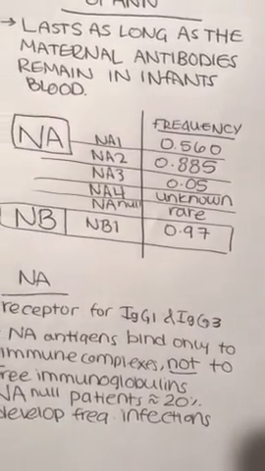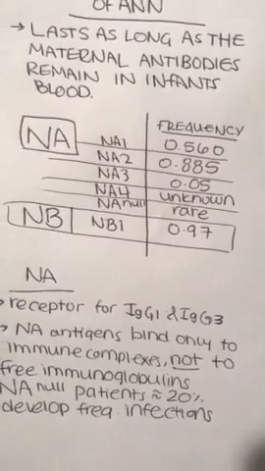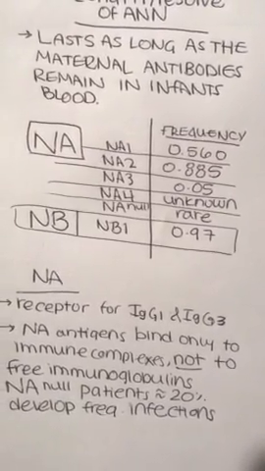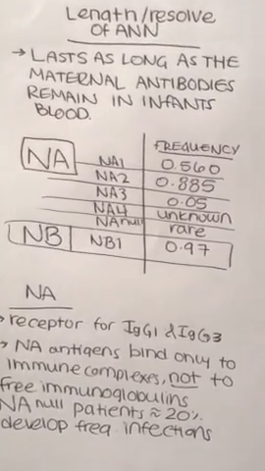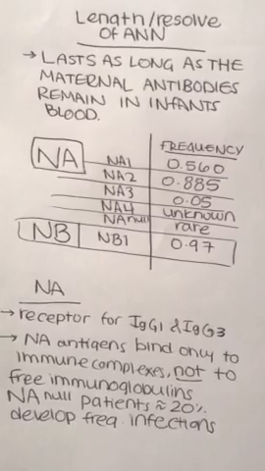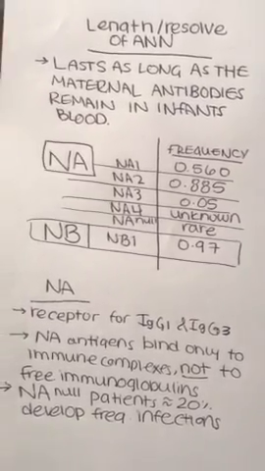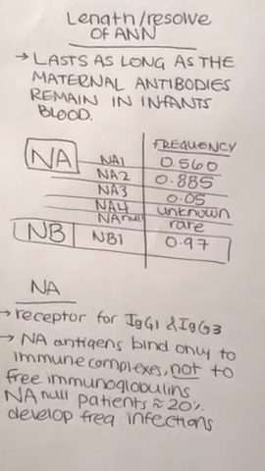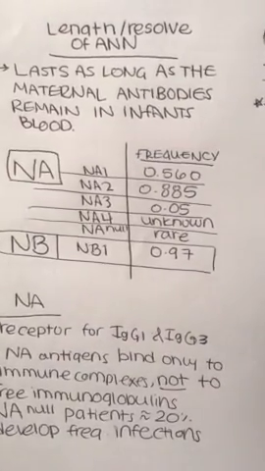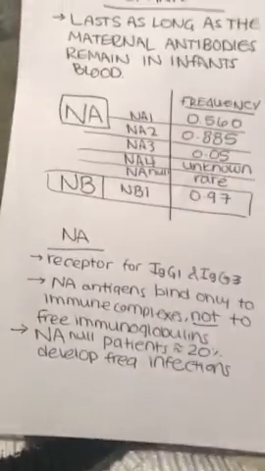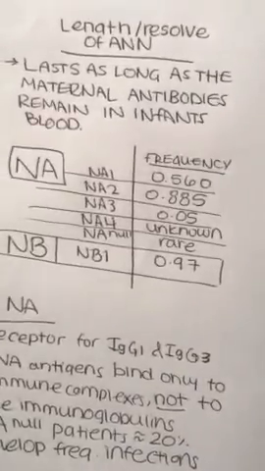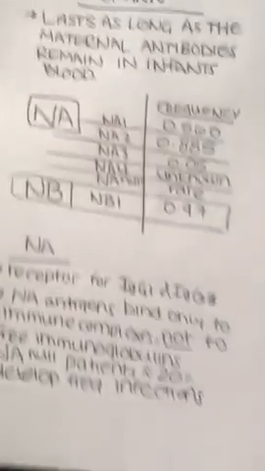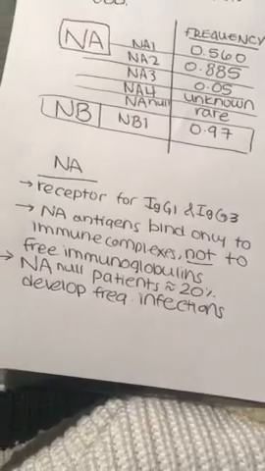You can see the frequency of the NA and the NB. The NB is pretty high, 97% have the NB antigen, whereas only about 56% have the NA. If you remember, I was talking about the babies before. NA1 was discovered in those babies. So let's talk about NA.